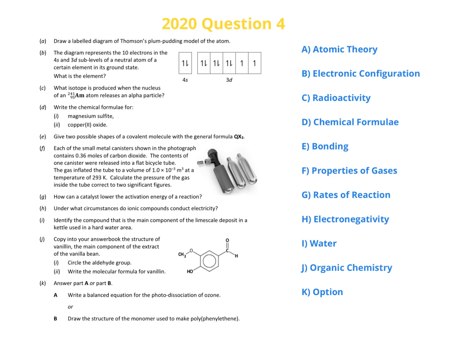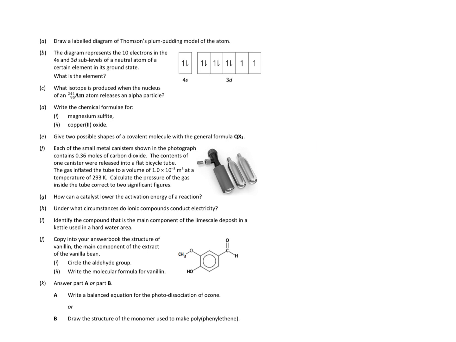So let's go through each of these parts of the questions now, look at them and come up with the solutions. So let's start with part A. Part A asks you to draw a labelled diagram of Thomson's plum pudding model. Now this comes from atomic theory, and you should know that Thomson's plum pudding model is a mass of positive charge with negative particles embedded in it.